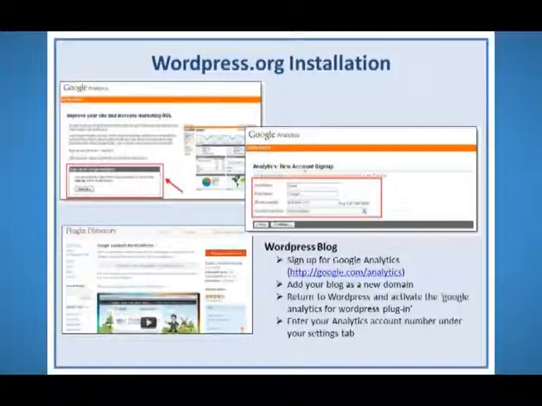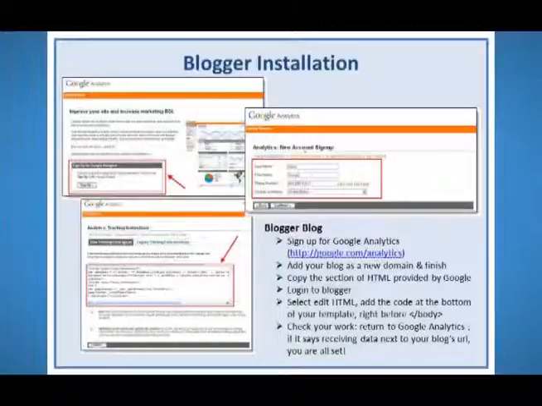So to do that on WordPress.org, you'll need to install a plugin that will help you track your blog using Google Analytics. You can do that by navigating to the plugins screen on your WordPress dashboard and installing the plugin for Google Analytics. Once you activate it and insert the Google Analytics code, you'll be ready to go. For Blogger, you'll need to add a section of HTML code from Google into your Blogger template, and there is ample documentation on how to do that on the Blogger help section.